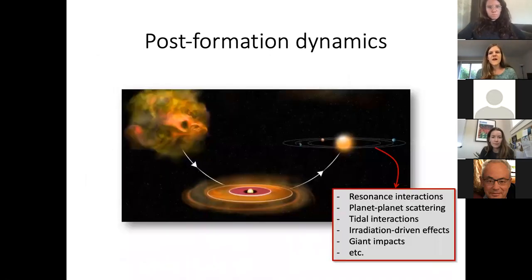I would argue that many, but not all, of these architectural anomalies arise from post-formation dynamics, that is, evolution after the initial formation in the protoplanetary disk. Such dynamics include resonance interactions, planet-planet scattering, tidal interactions with their host stars, irradiation-driven effects due to the strong irradiation they receive, giant impacts, etc. So many different things are going on after the system is fully formed. In this talk, I'm going to focus on the importance of tidal interactions.